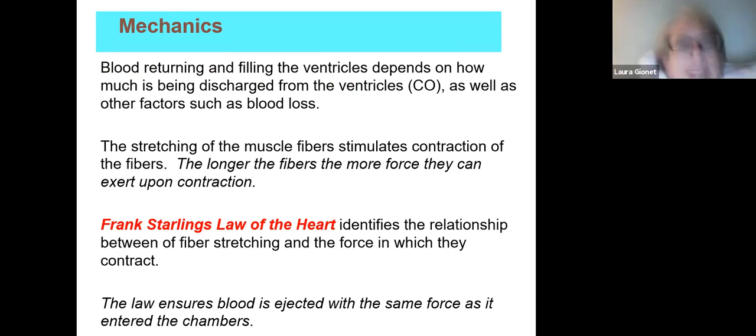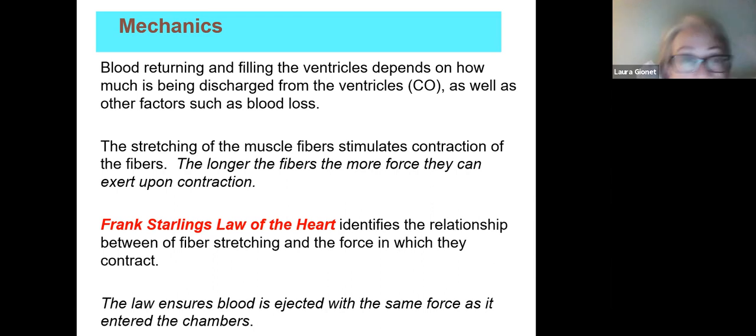Blood returning and filling the ventricles depends on how much is being discharged from the ventricles, or cardiac output, as well as other factors such as the appropriate maintenance of blood volume and therefore blood pressure. For instance, if you're hemorrhaging and losing blood, this can alter how much blood is circulating back to the heart. The stretching of the muscle fibers stimulates contraction of the fibers. The longer the fibers, the more force they can exert upon contraction.